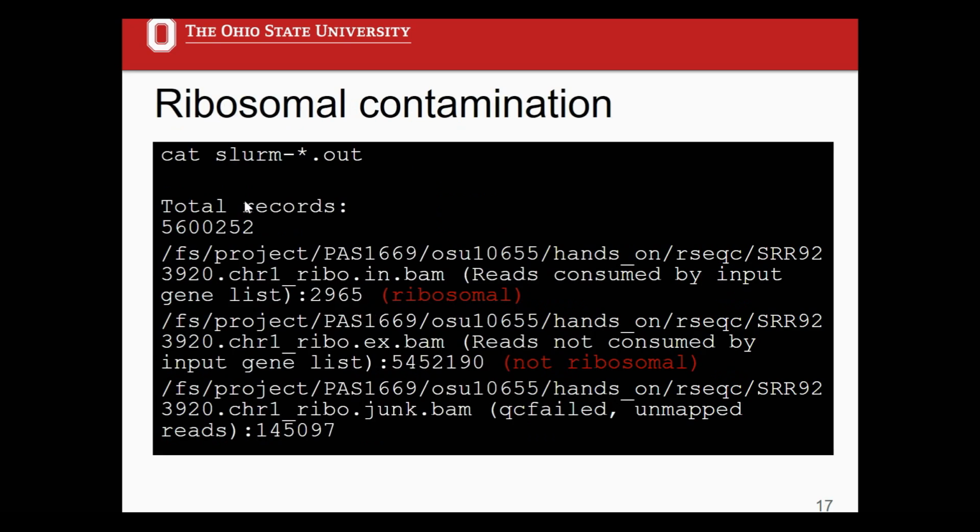And also the ribosomal contamination. It will give you different BAM files. The first one is the reads that mapped to the gene list. Here is our ribosomal bed file. There are only 2,000 reads consumed by ribosomal, so the ribosomal removal is pretty clean, pretty complete. And the non-ribosomal reads are the majority. And there are some reads that failed the QC check, which are unmapped reads.